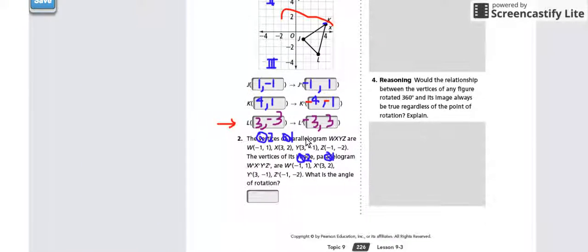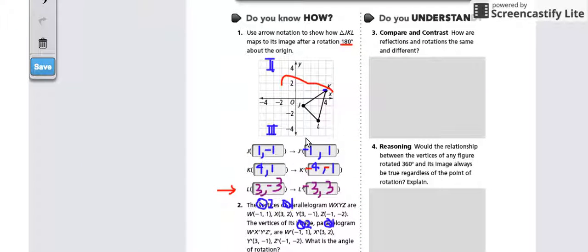How many degrees is that? How many rotations do you have to do in order to end up where you started? So you started in quadrant 1, 2, 3, 4, boom, back in 1. How many rotations was that? 1, 2, 3. No, wait, sorry. 1, 2, 3, and then 4. You're back. So your answer is 360, guys.